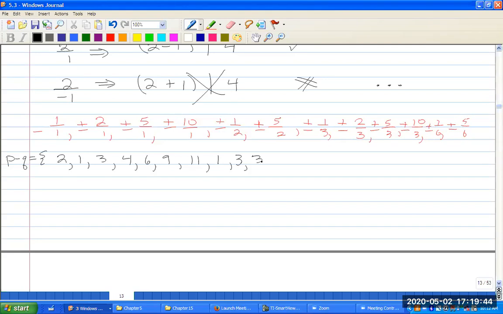5 minus 2 is 3. 5 plus 2 is 7. 3 minus 1 is 2. 1 plus 3 is 4. 3 minus 2 is 1. 2 plus 3 is 5. 5 minus 3 is 2. 5 plus 3 is 8. 10 minus 3 is 7. 10 plus 3 is 13. 6 minus 1 is 5. 1 plus 6 is 7. Lastly, 6 minus 5 is 1. 5 plus 6 is 11.